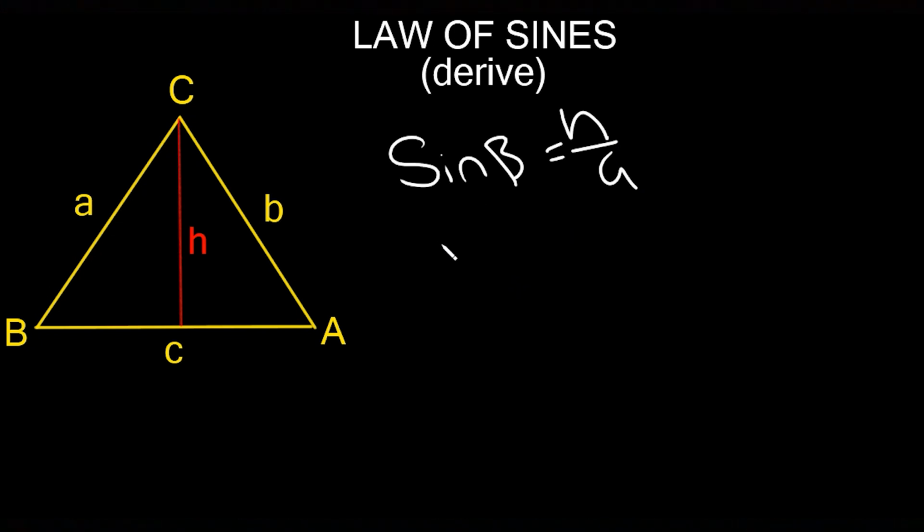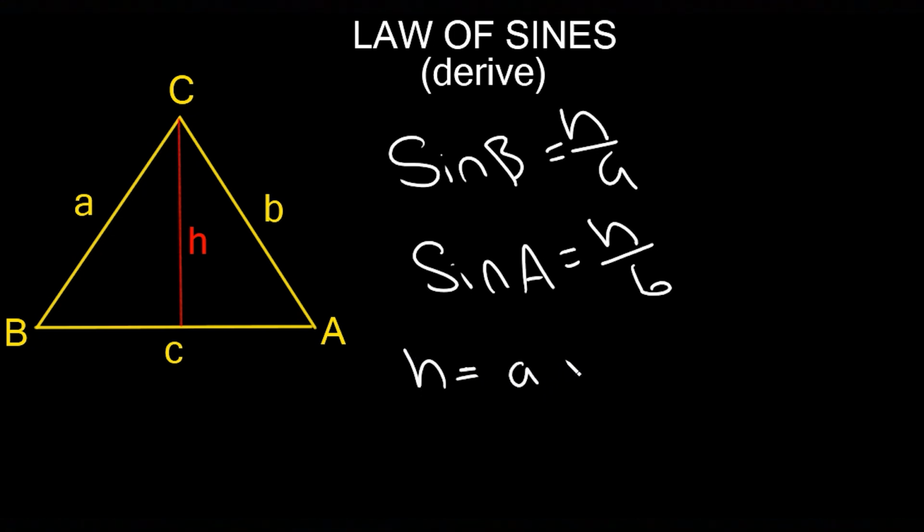Sine of angle A is going to be equal to, again, opposite over hypotenuse. In this case, it's going to be h over b. So now I have two sine ratios written out, and what I want to do is solve for h, that altitude. Using the first one, all I have to do is multiply by a, and I get h is equal to a times sine B. For the second one, I multiply both sides by b, and I get h is equal to b times sine A.